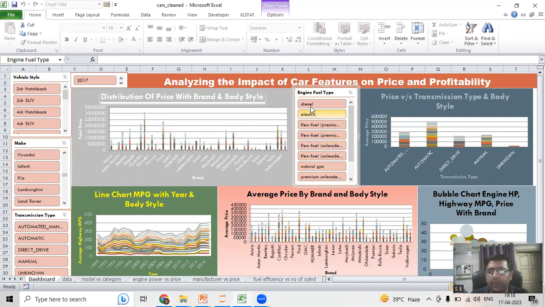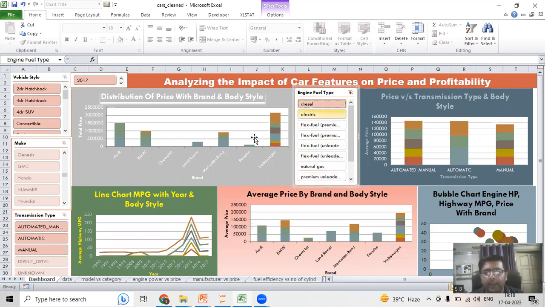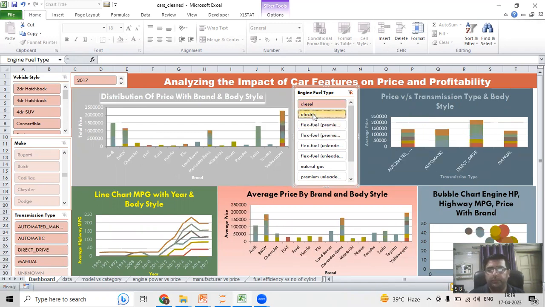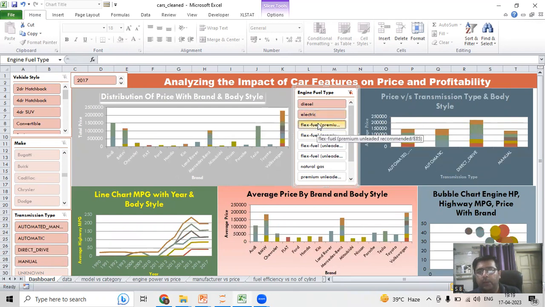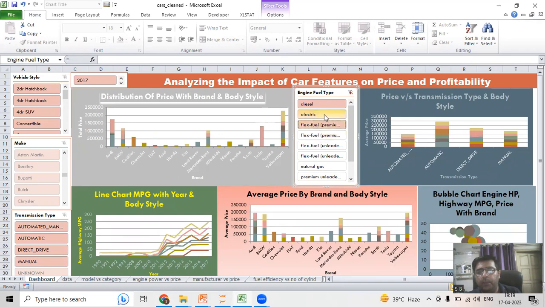So when I select diesel, the details of all the diesel cars come into the chart. Also, with the help of Control, I will be selecting electric. So I selected the first 3 levels of the category engine fuel type. This will show us the diesel, electric, and flex-fuel premium cars data. So I will be clearing this filter.